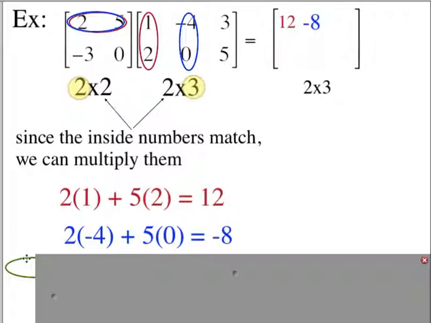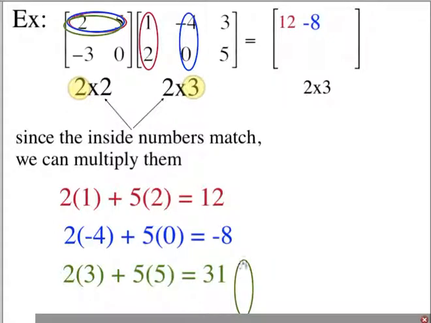Then, since I still have another column, I can move over. I'm still staying in the top row of my first matrix, and I slide over to the very last column of the second matrix and do the same thing. I multiply 2 times 3 and add that to 5 times 5, and I get 31. Since I'm still in the top row but in the last column, that's where my product goes. So I've just done the first row of my product matrix.